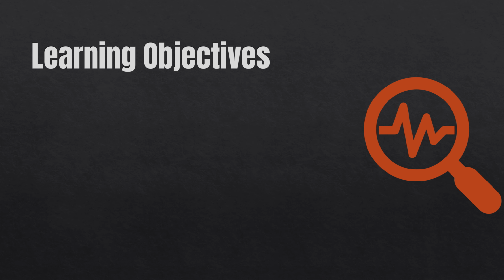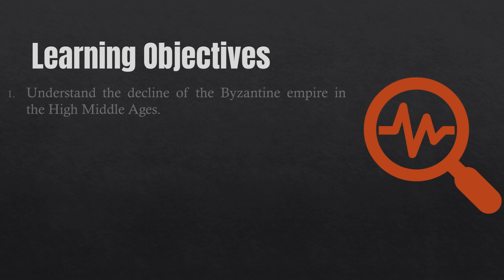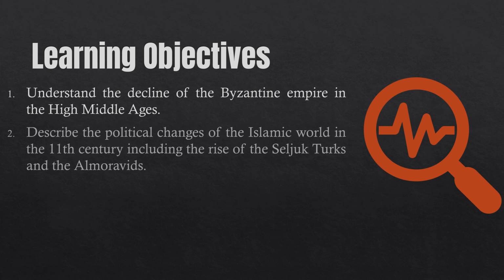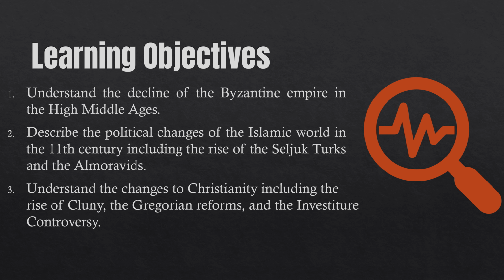The learning objectives for this lesson are: Number 1, understand the decline of the Byzantine Empire in the High Middle Ages. Number 2, describe the political changes to the Islamic world in the 11th century, including the rise of the Seljuk Turks and the Almoravids. Number 3, understand the changes to Western Christianity, including the rise of Cluny, the Gregorian reforms, and the Investiture Controversy.